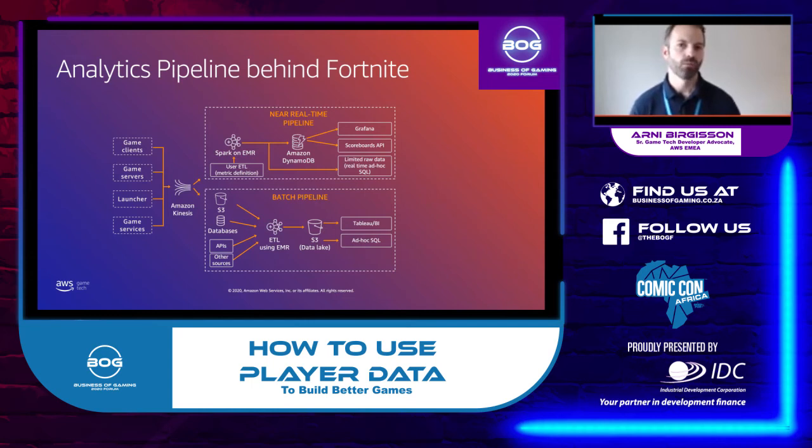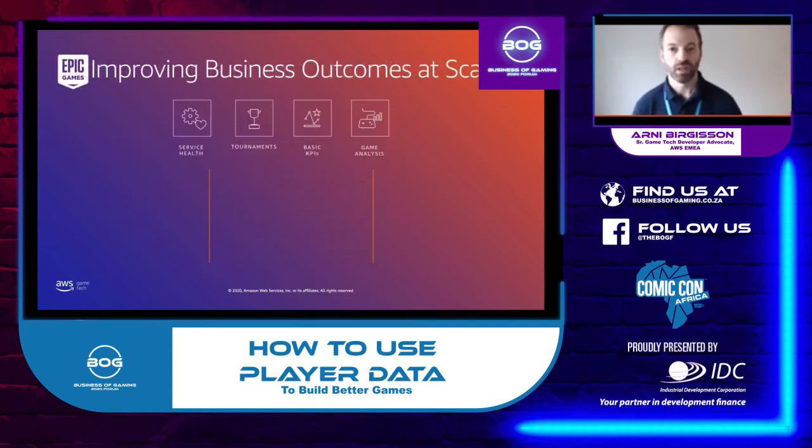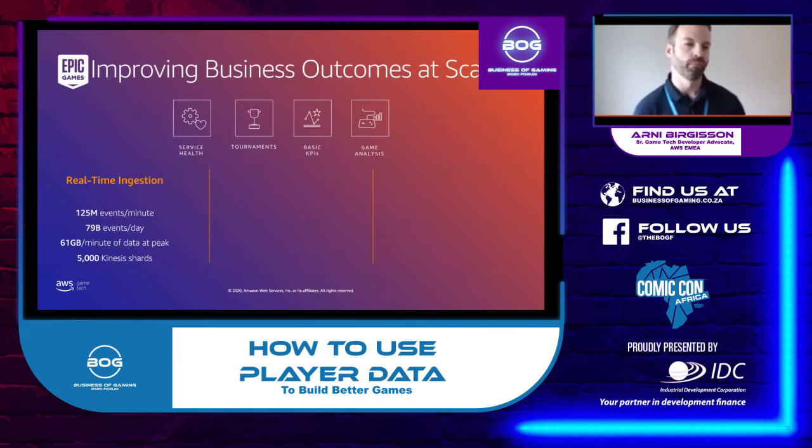Now, Epic Games uses their analytics pipeline for everything from service health, detecting outages of internet service providers, to validating tournament results, giving prizes and KPIs. And to achieve that, they are doing, well, this is actually a little bit old. This is from re:Invent in 2018, where they shared this information.